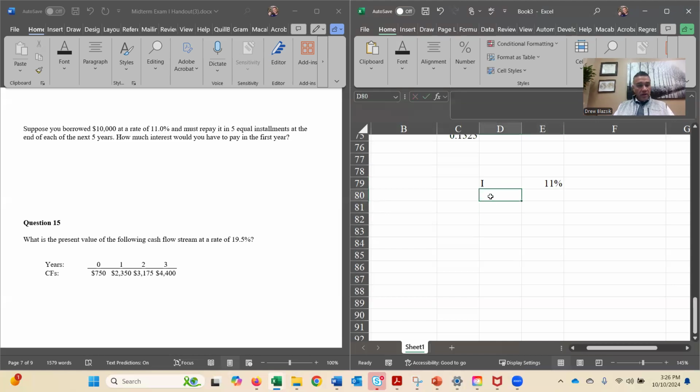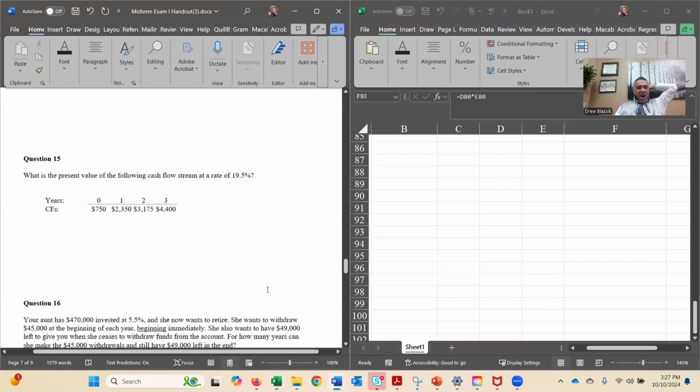And then what we have here is how much we owe, 10,000. It wants to know how much interest you pay in the first year. Well, all you do is take, very simple, how much I owe. I owe 5,000 or 10,000. So how much interest? It's going to be this. This is what I owe times this. So I paid 1,100 in interest. Same thing we did with mortgage in class.